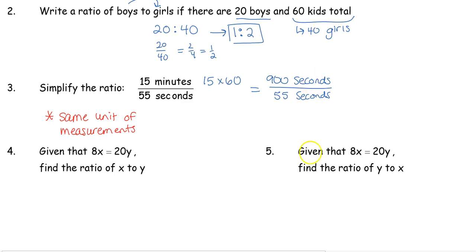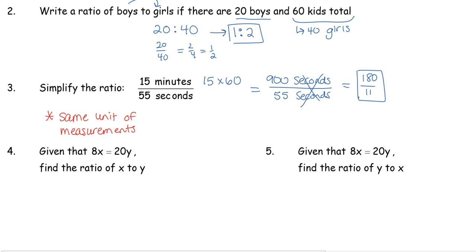Now that we have the same unit of measurement, we can go ahead and simplify our fraction. We've got seconds over seconds, so those units cancel out. 900 over 55 is going to reduce down to 180 over 11.